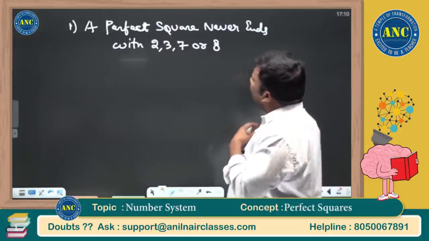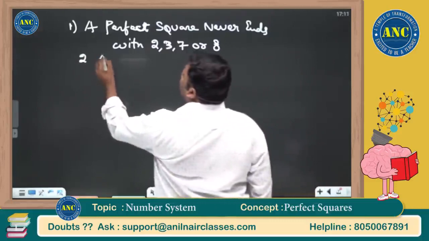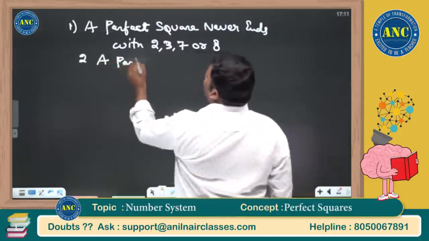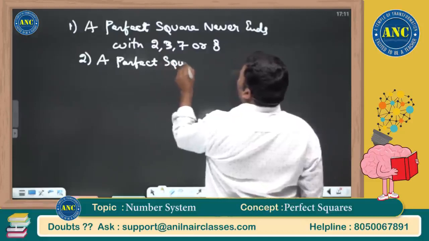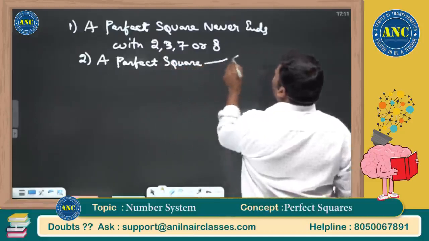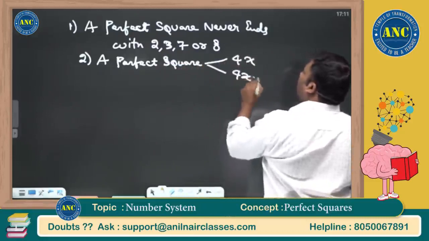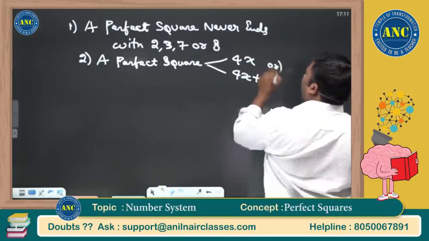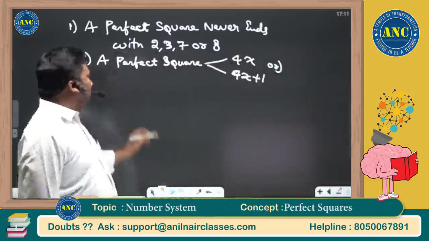A perfect square never ends with 2, 3, 7 or 8. What is the second key point which we discussed? A perfect square is always of the form either 4 into something or 4 into something plus 1. A perfect square either will be of the form 4x or 4x plus 1.